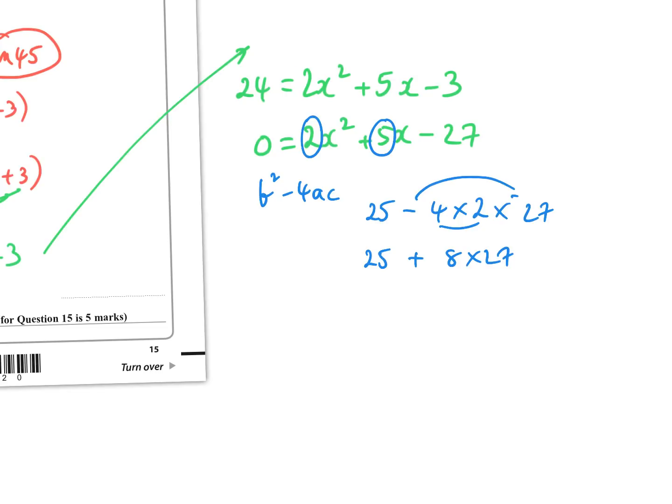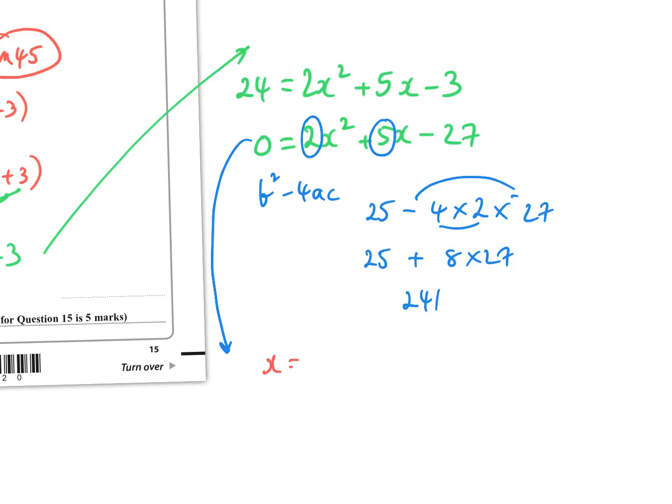Times 8 plus 25. That's 241, which is not a square number. So we're going to have to use the formula or complete the square. I suggest you just go straight to the formula. It'll probably be the quickest way.